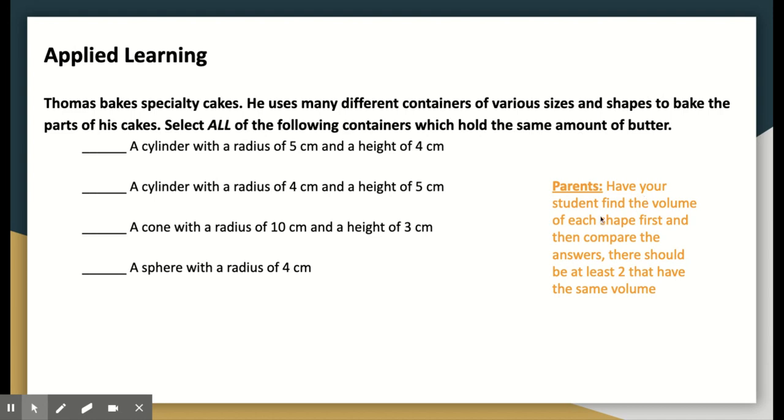Parents, have your student find the volume of each shape first, and then compare the answers. There should be at least 2 that have the same volume. So first they find the volume of each one separately, and then compare the answers to select all of the following containers which hold the same amount of butter. So we're looking for the same volume.